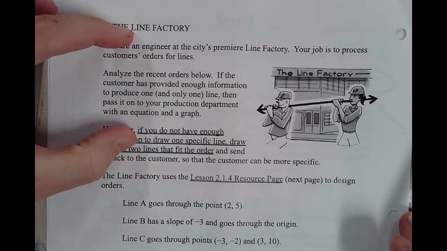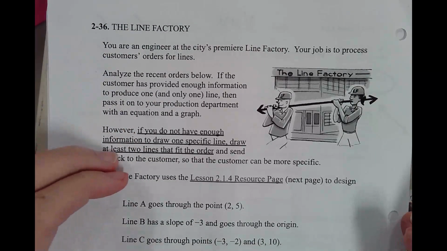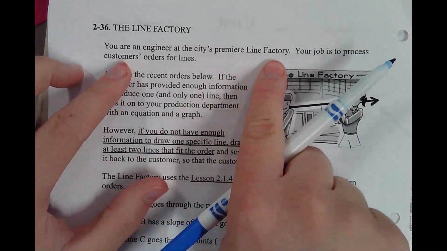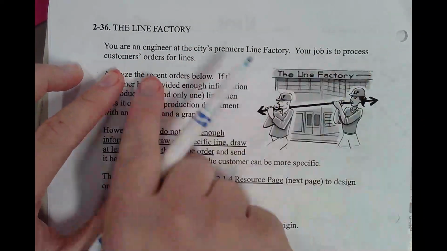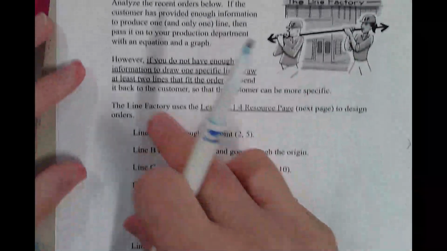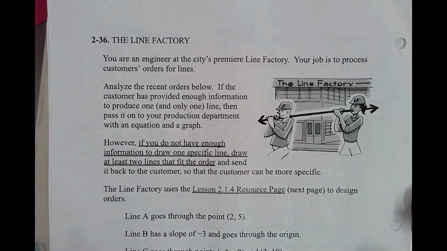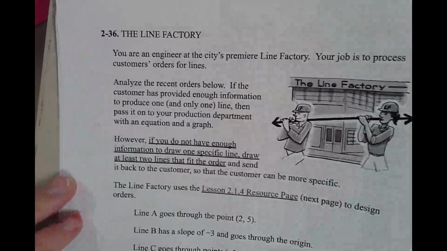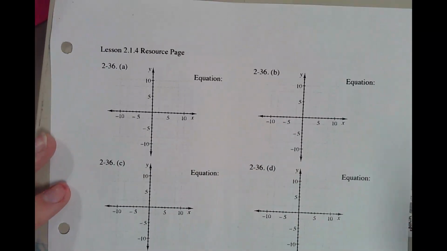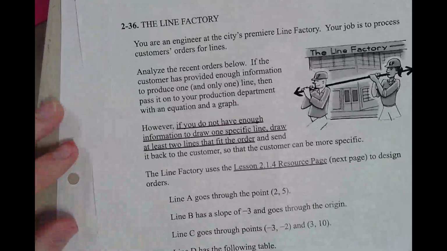Choose someone to read the problem and then try to answer the questions in the line factory. It says, you are an engineer at the city's premier line factory. Your job is to process orders for lines. Can you create some lines from these details that are given to you here? Take some time, answer it, and be ready to share your answers. By the way, it does use the resource page, so you do want to graph these lines based on the information given to you.